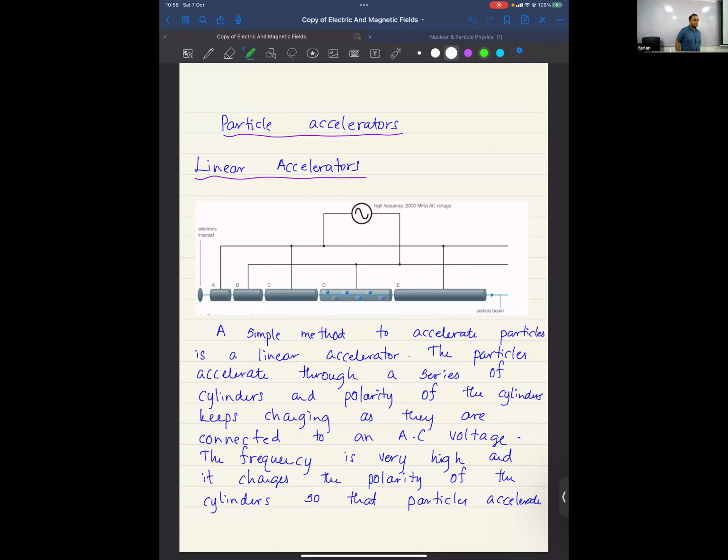So guys, the name itself says what it is. That is a device which is used to accelerate particles. A device which is used to accelerate particles, you call it a particle accelerator. There are two types. I don't know whether there are more, but in the syllabus there are two types of particle accelerators. One is a linear accelerator. The other one is a circular accelerator. Under that, write down the subtopic. Linear accelerators.